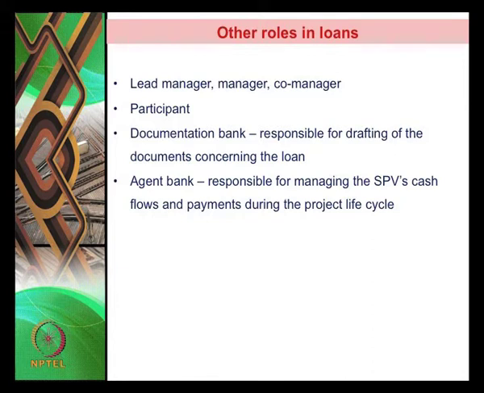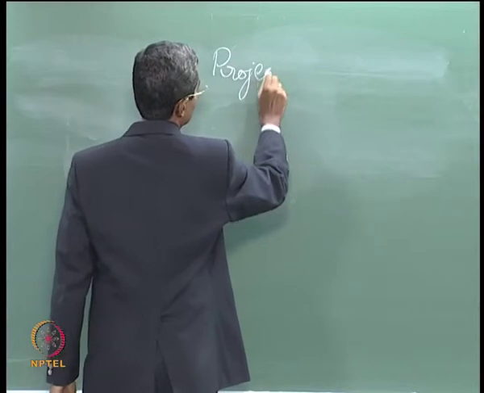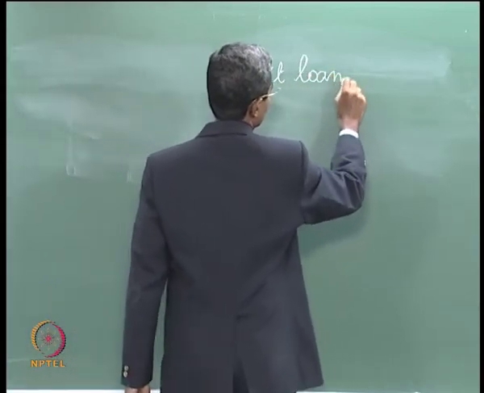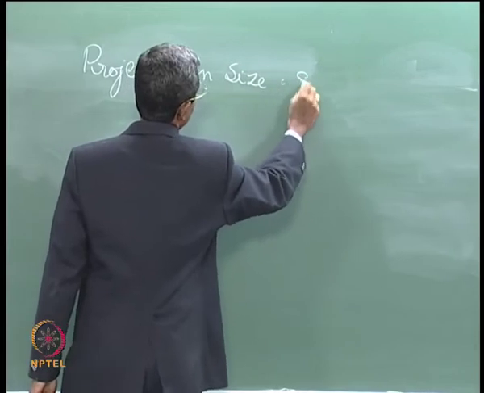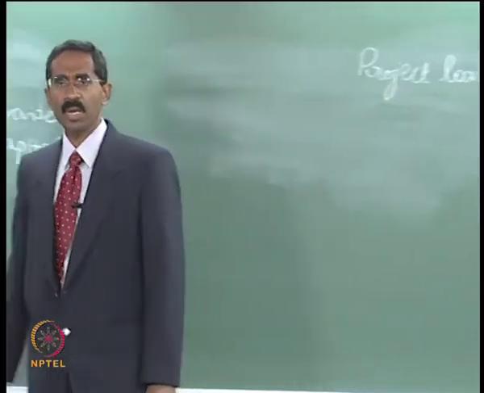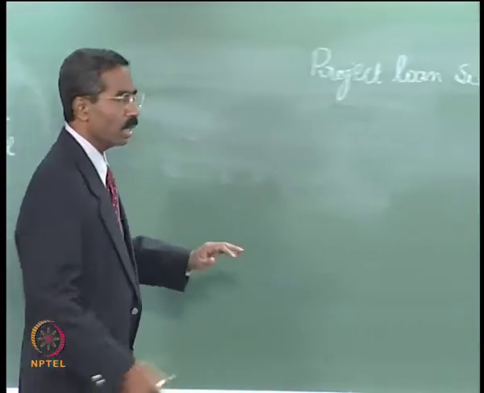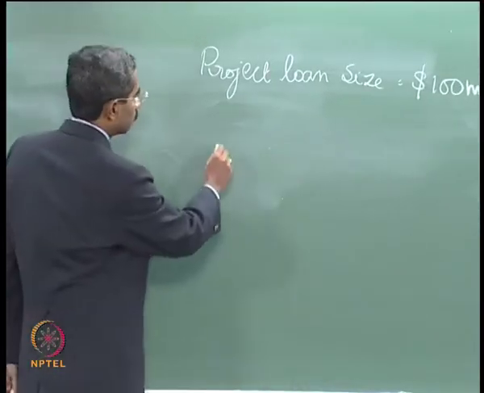There are also other roles in a typical project finance loan structure. Let us quickly look at some of them. You have what is called a lead manager, manager and co-manager. These are titles that are given to the lender depending on the commitment that they make to the investment. Let us say, for example, the project loan size is $100 million.